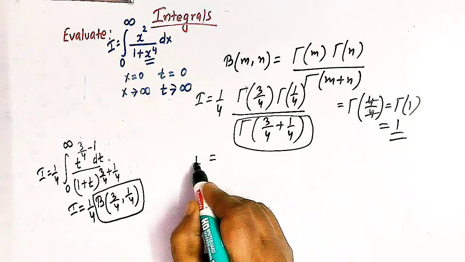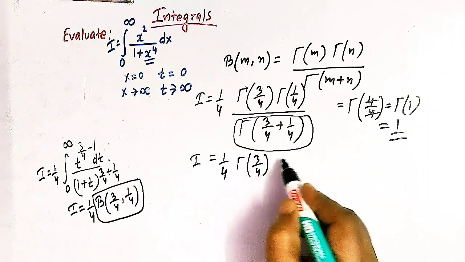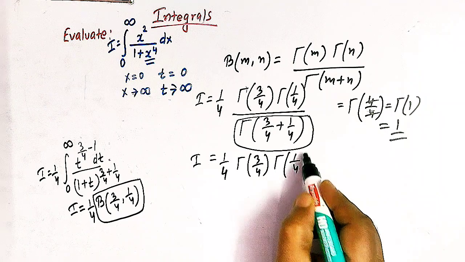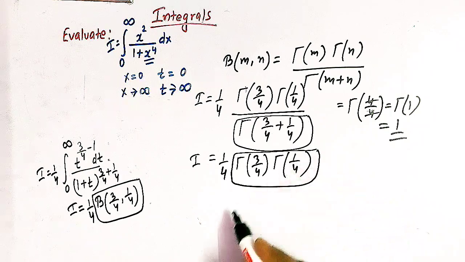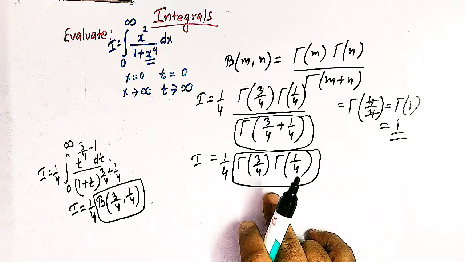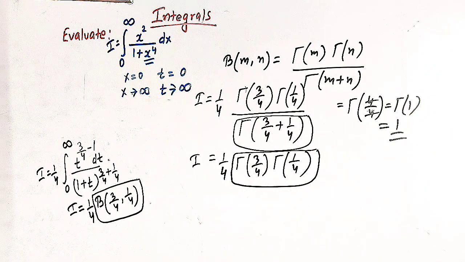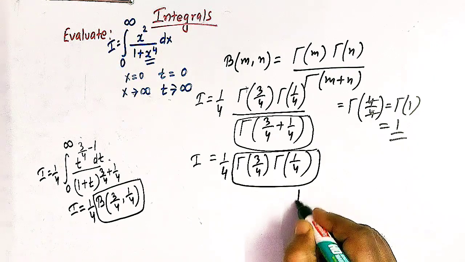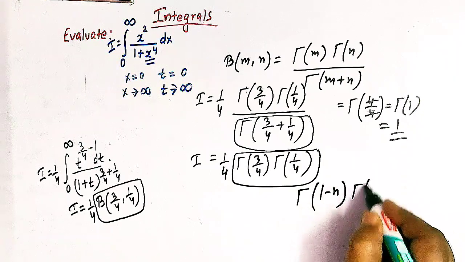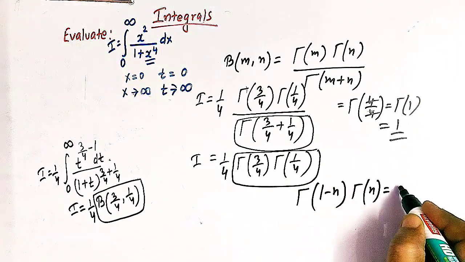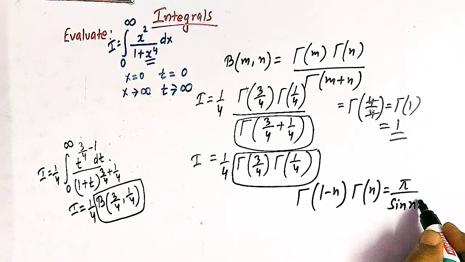So now we have I is equal to 1 by 4 times gamma of 3 by 4, and here we have gamma of 1 over 4, right? Now we have to calculate the value of this term, and to calculate the value of this term, we'll make use of the famous Euler's reflection formula. Now the Euler's reflection formula says that gamma of 1 minus n times gamma of n is equal to pi divided by sine n pi, right?